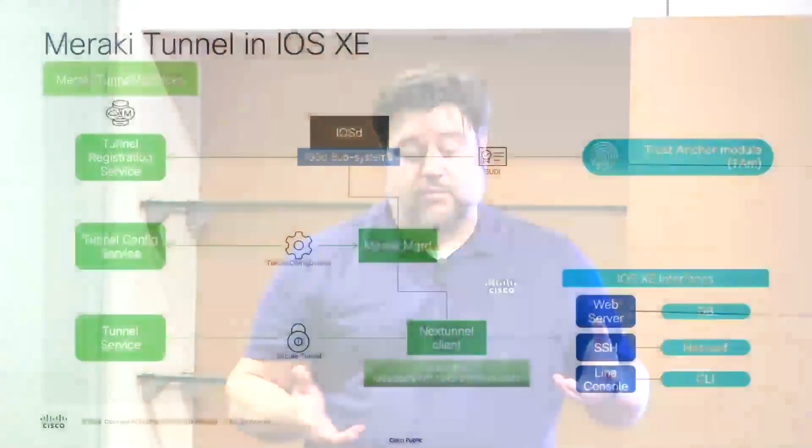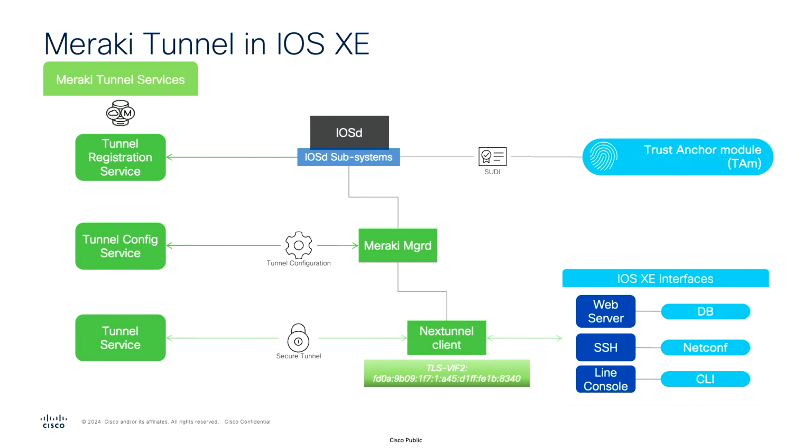A little more on the Meraki tunnel and that tunnel flow. Everything is done with a mutual TLS connection. So it's MTLS. We'll reach out to the tunnel registration server. And one thing we have to do is ensure the Catalyst device's identity, right? So it's an MTLS tunnel. Got to ensure both sides' identities.